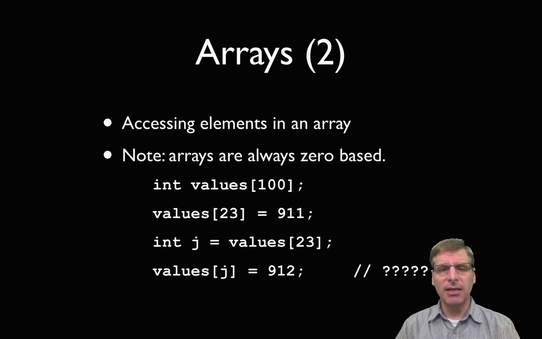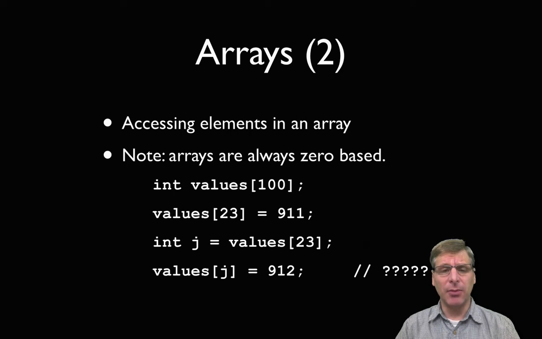Now, we can access elements in an array using these subscripts. And once again, you should note that these arrays are always 0 based in C. So if I have an array called values, int values, and I set it to be 100, it will have 100 integer elements, and the indices are going to range from 0 to 99.